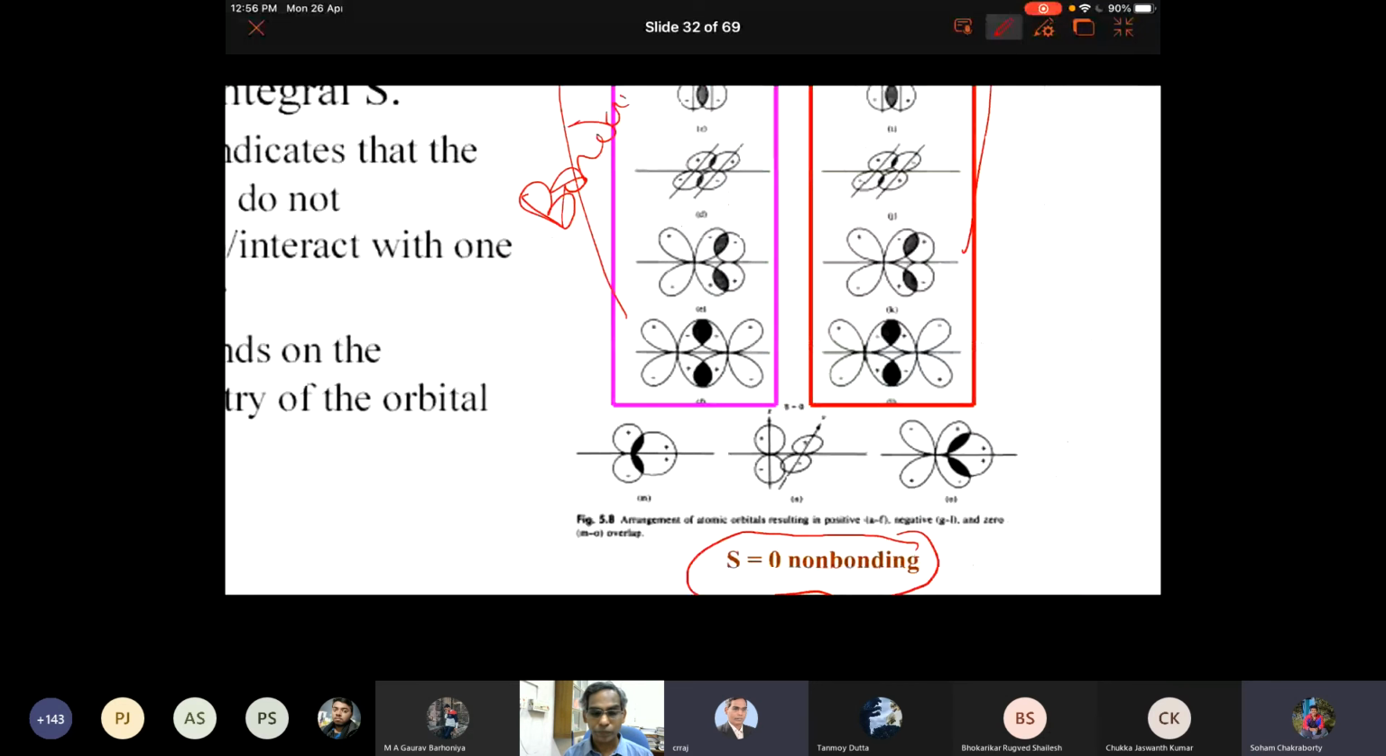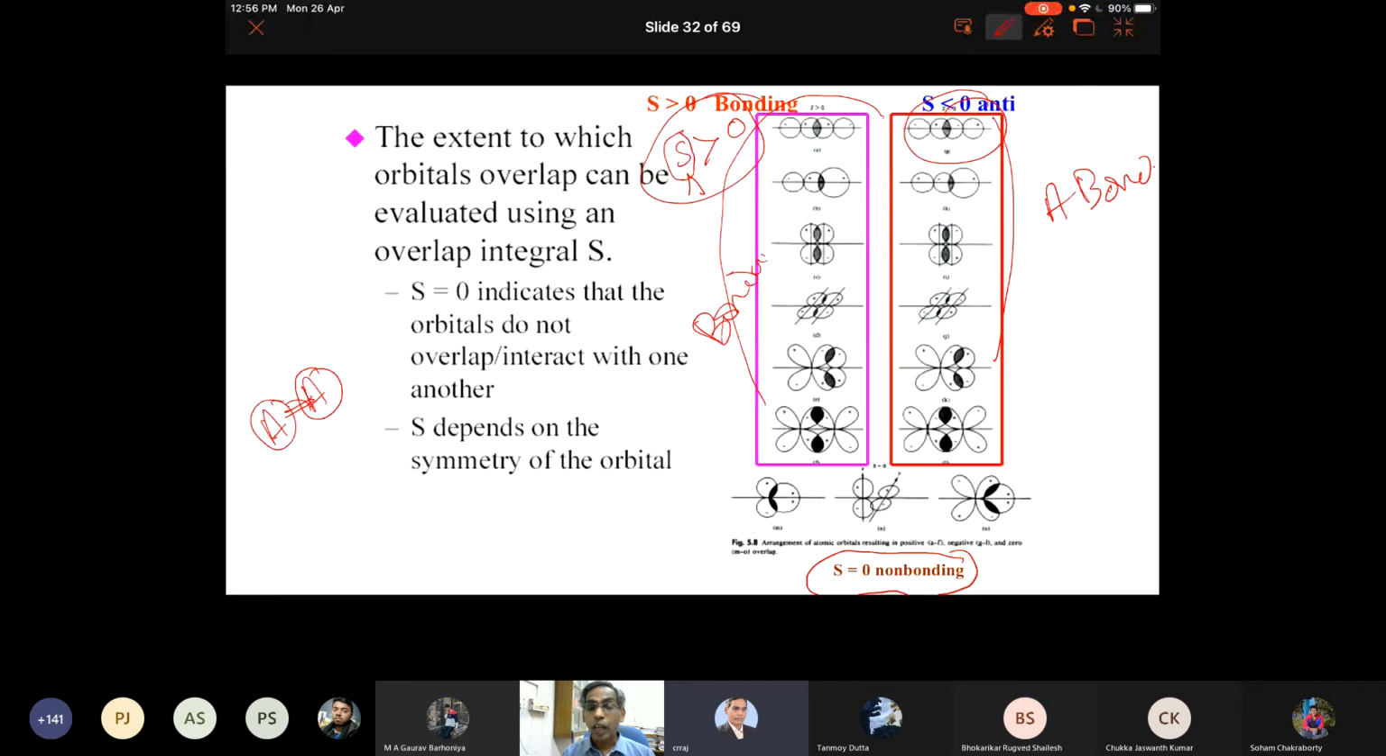Sir, there is no effective overlap. There is no effective overlap at all. Why is there no effective overlap? Can anyone tell? Sir, first is due to geometry. Orientation is not adequate. The energy may be similar, but the symmetry is not matching at all.